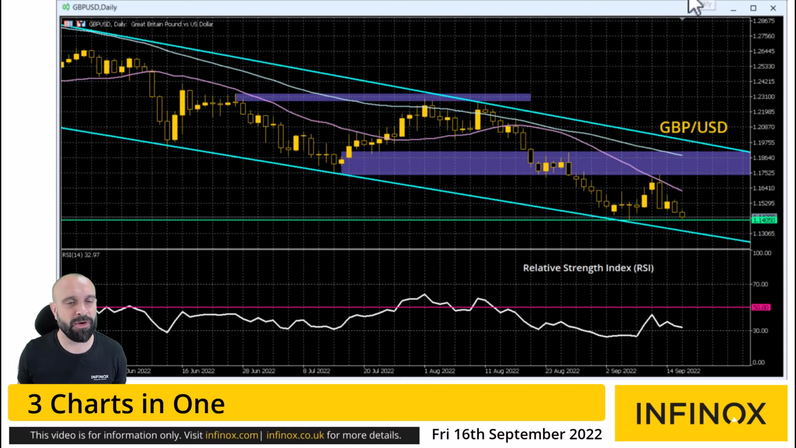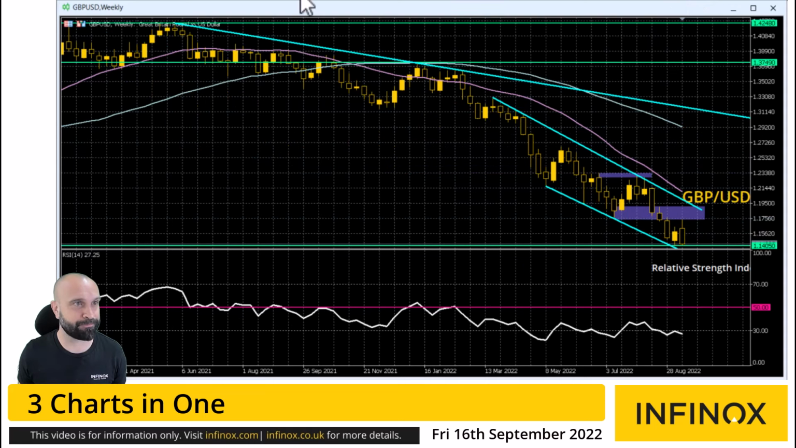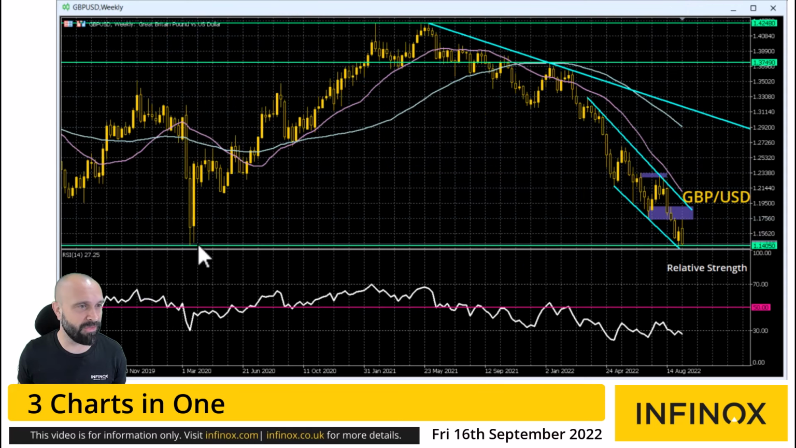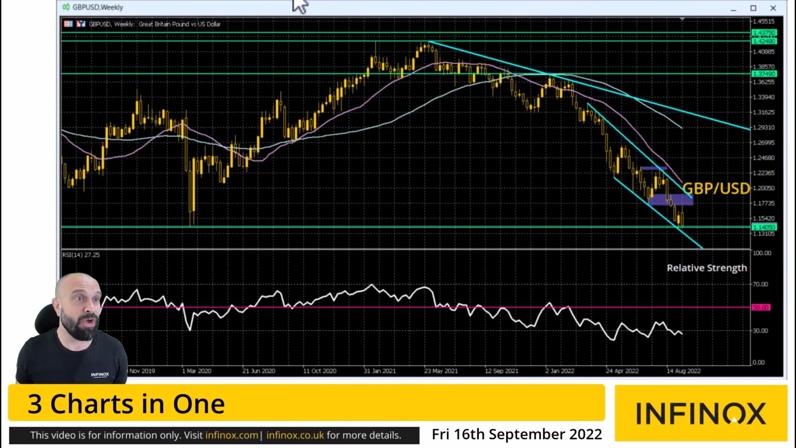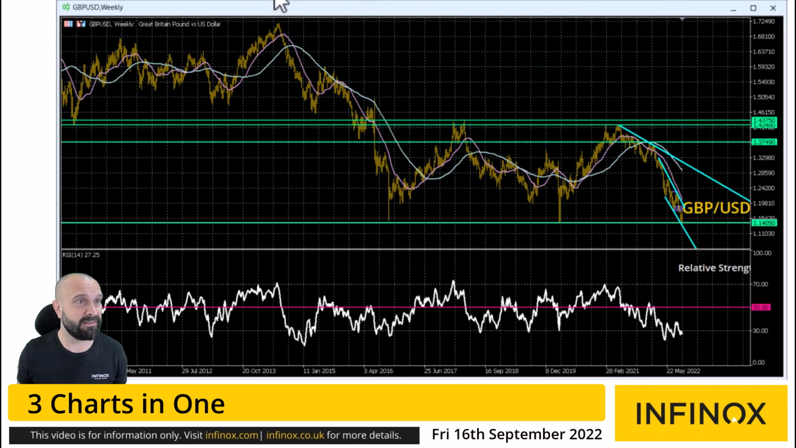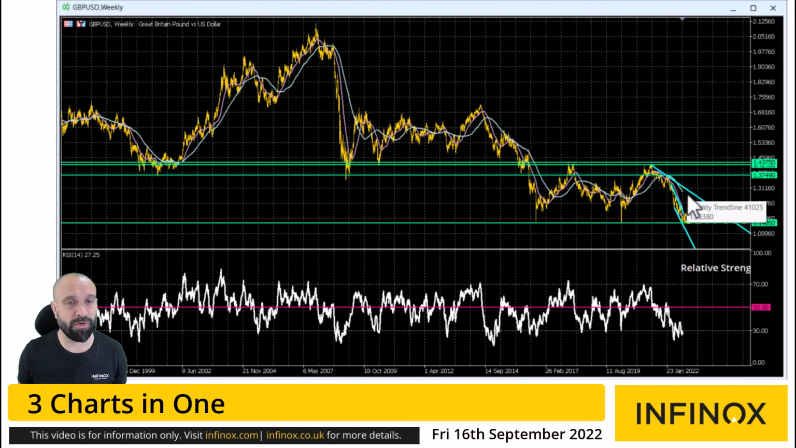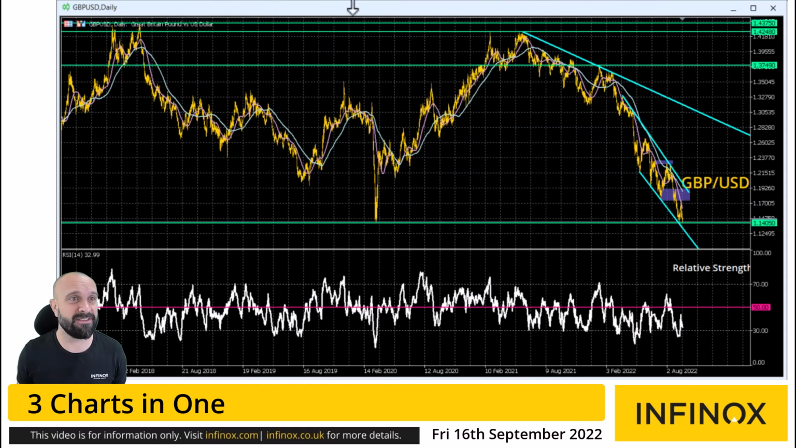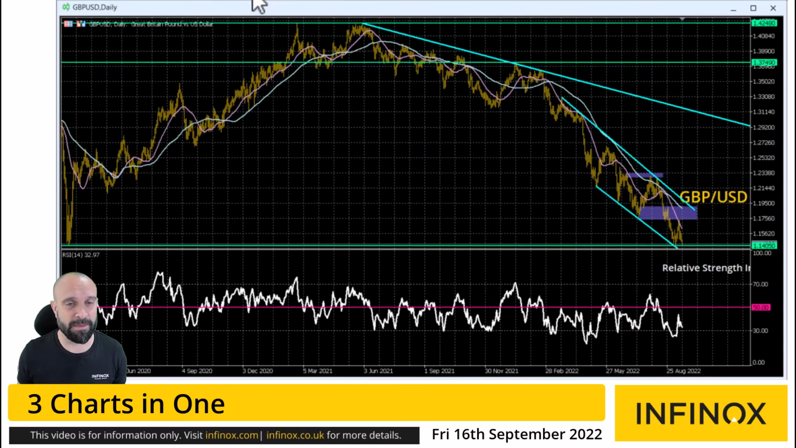$1.1405. And I'll put it on the weekly chart and we can see the importance of that level. That is the spike low that we got back from COVID, and beyond that, well, that pretty much is it. There's no support until parity at all on cable, so this is a real concern looking forward for cable.